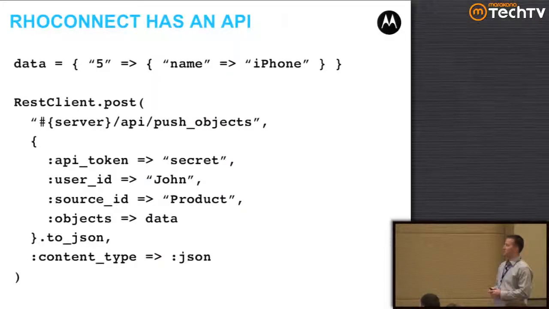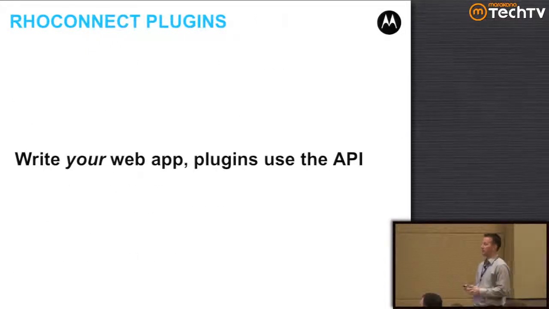So here's an example using this API to push some data into the same source adapter example that I had before. In this case, I'm pushing a single object with an ID of 5, and the name is iPhone. And this is using Ruby, so it's using the popular HTTP client, REST client, for doing that.